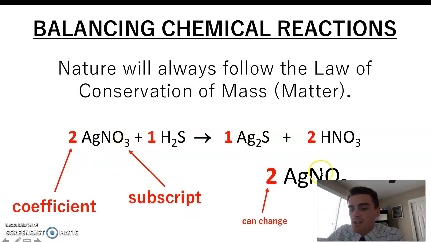And we cannot change these. If I go change this to a 6, for instance, then it's not silver nitrate anymore, and I can't do that because I know nitrate is always NO3. So we can go change coefficients to balance things, but we are not allowed to change subscripts because those are determined by the charge.